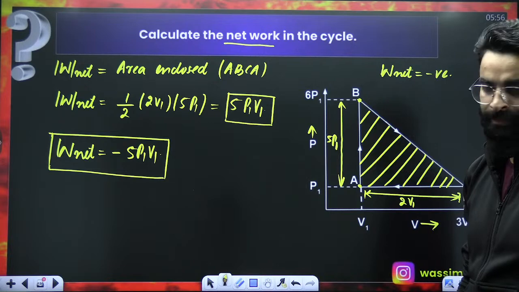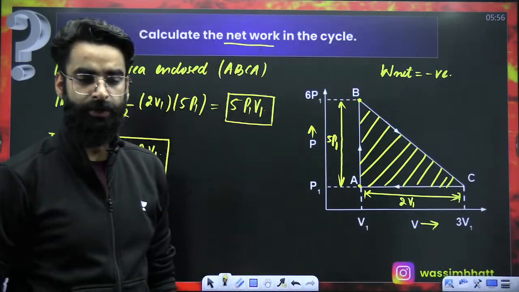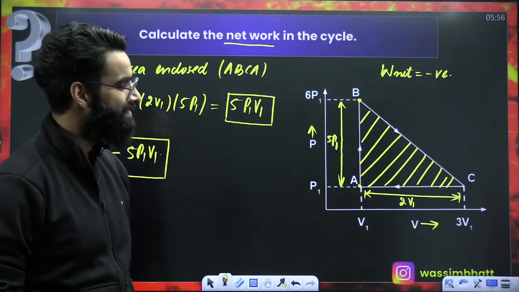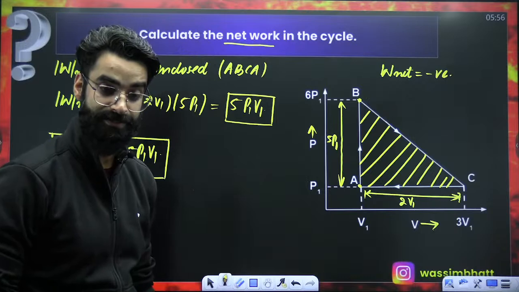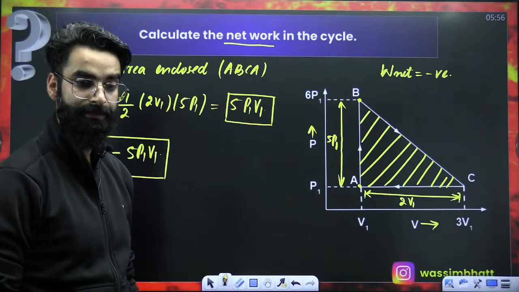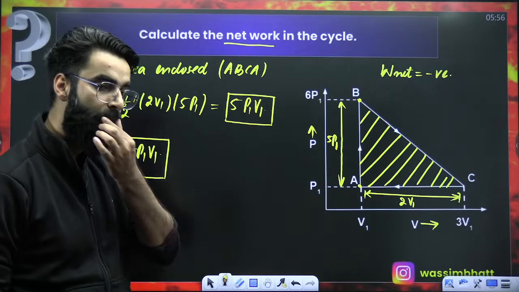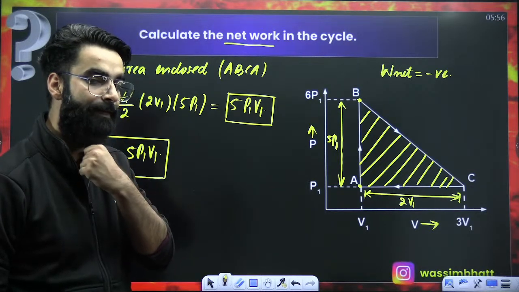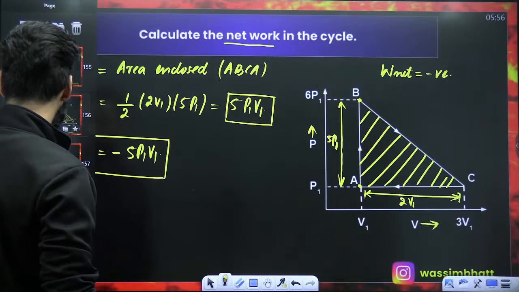Perfect. Say yes or no in the chats quickly if this question is clear. It is a very simple and basic question, my dear students, which you can get from the cyclic process, yeah? Right? Perfect, guys. Moving on to one more question.